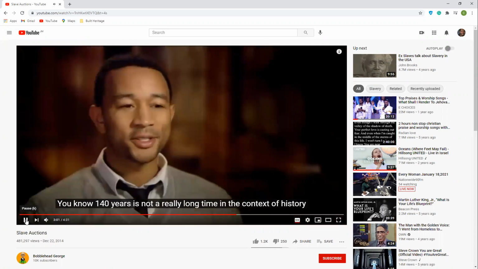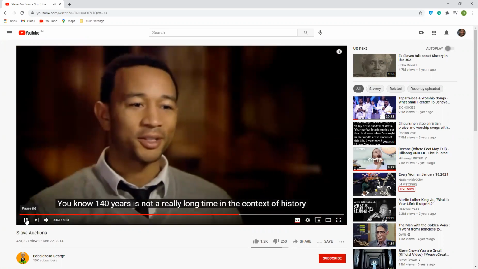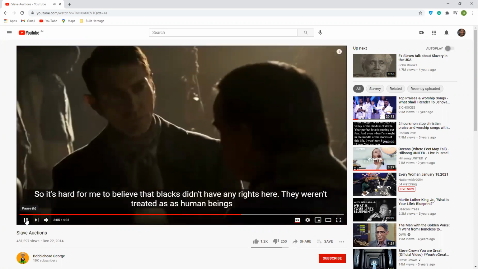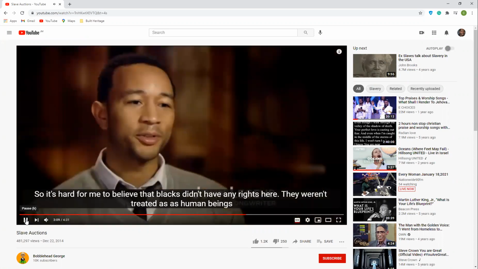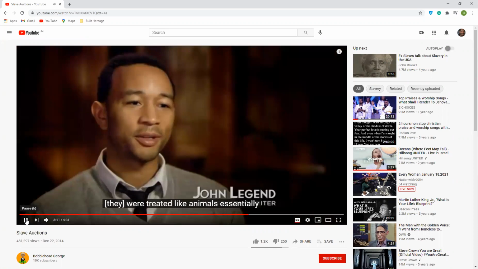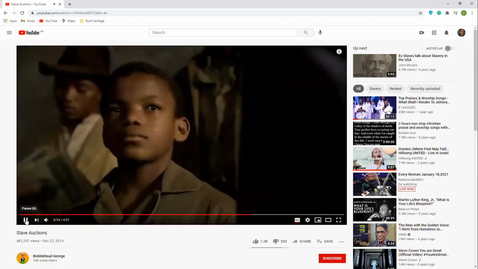You know, 140 years is not a really long time in the context of history. So it's hard for me to believe that blacks didn't have any rights here. They weren't treated as human beings. They were treated like animals, essentially.